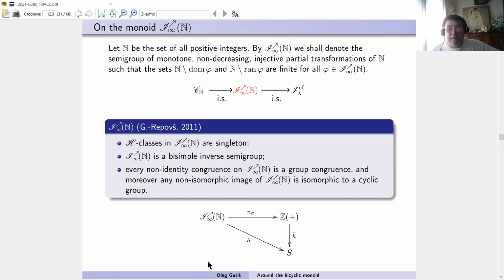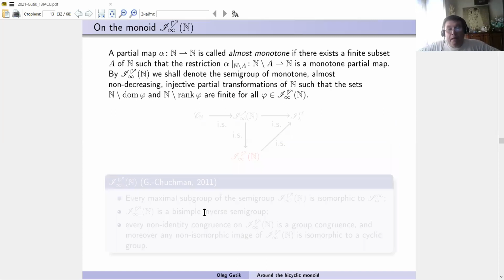We have a similar diagram. Every homomorphism that is not an isomorphism extends to a homomorphism of the additive group of integers, so that the diagram is commutative, where sigma is the natural homomorphism generated on this semigroup by the minimum group congruence. So we extend this semigroup in the following way. A partial map is called almost monotone if there exists a finite subset A of N such that the restriction is a monotone partial map.